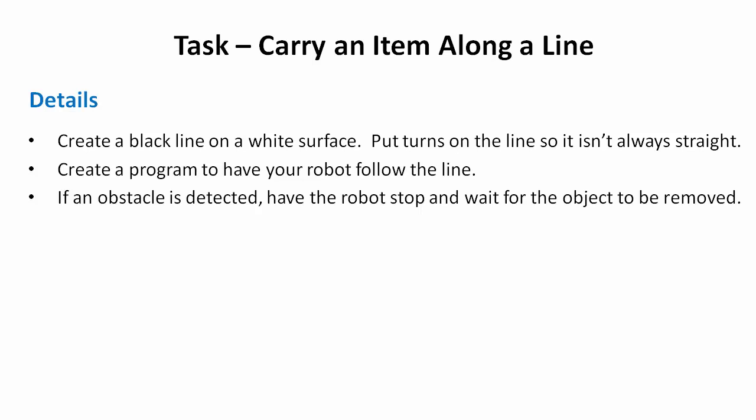What we're going to do is create a black line on a white surface, and we'll put some turns in there so it isn't always a straight line. Then we're going to create a program that will have the robot follow the line. And if an obstacle is detected, the robot will stop and wait for the object to be removed. So if you think about this, let's get a thicker one here. We're going to do something like this, where we draw this line on the ground.